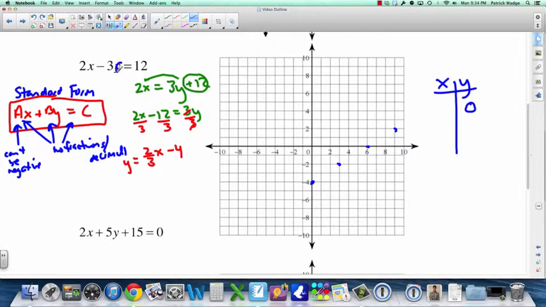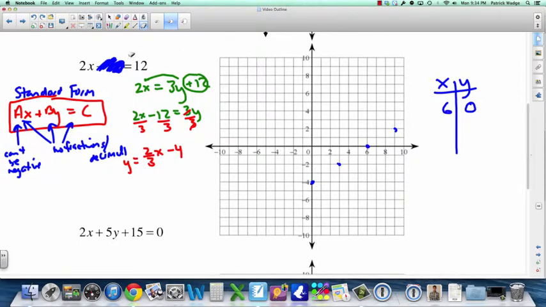If y is 0, if I put 0 in there, I'd have 2x. Take away 3 times 0 is just 0. This is just gone. It's not even there anymore. So all I have to solve is 2 times what equals 12? 2 times 6 equals 12. So the x-intercept is 6. 6, 0 is my point. Yep, I have that point right there.